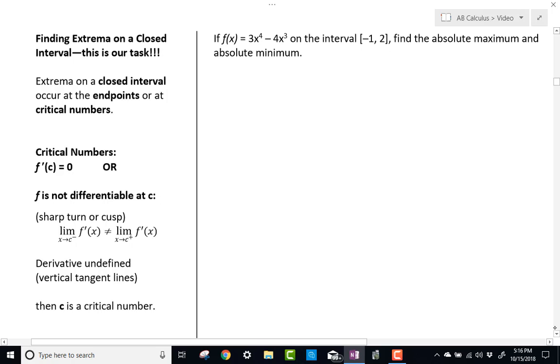So in order to find those maxes and mins, we need to be able to look at the function. Extrema, maxes and mins on a closed interval, occur either at the endpoints or at critical numbers. Okay, so what are critical numbers? Critical numbers are where the derivative is equal to 0.